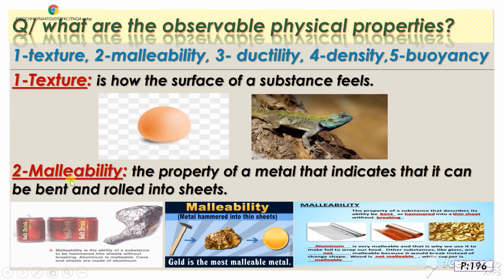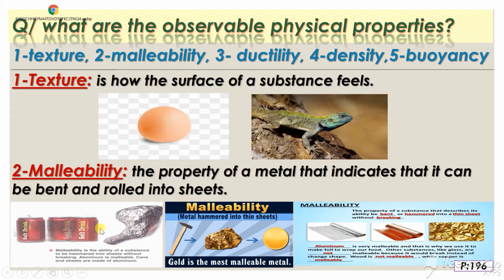Number 2, malleability. Malleability is the property of a metal that indicates that it can be bent and rolled into sheets. Please write down this definition in your book, then in your copybook. Malleability is the property of a metal that indicates it can be bent and rolled into thin sheets or otherwise shaped without breaking.